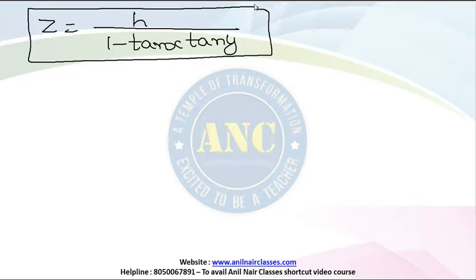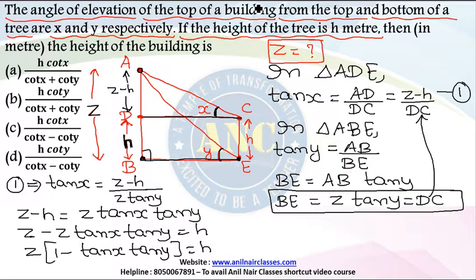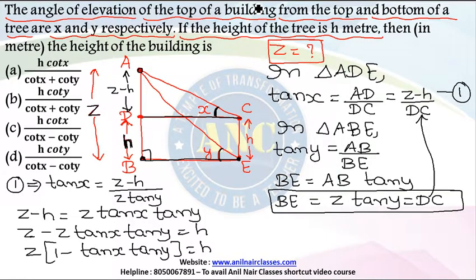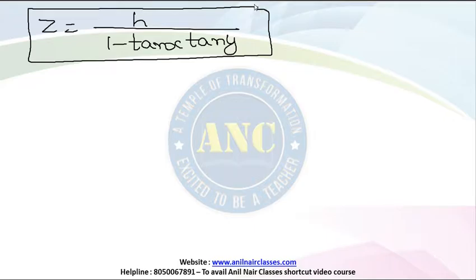But think a little logically. H divided by 1 minus tan x tan Y is not at all there in the answer options. All the answer options are expressed in terms of cot. Everything is expressed in terms of cot. So you should also make it a habit to express everything in terms of cot, so then only you will arrive at the answer.